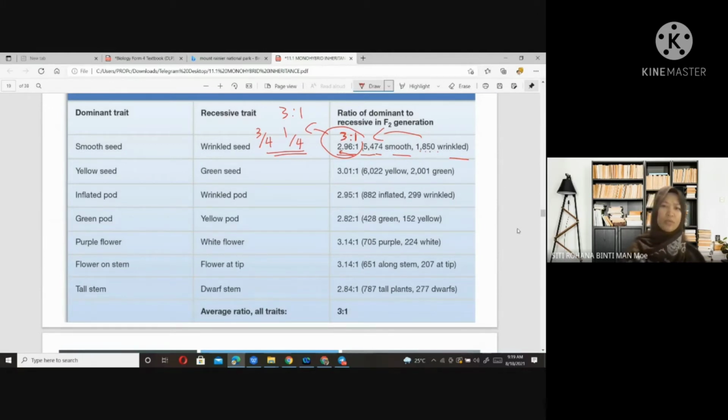Okay, so yellow seed, green color, nampak lebih kurang 3 to 1. Inflated pod, wrinkle pod, 2.5 to 1. So ratio tetap bila bundarkan dapat 3 nisbah 1. Nampak ni. Okay, average ratio for all traits are 3 to 1. Yang dominant mengatasi yang recessive. Okay.